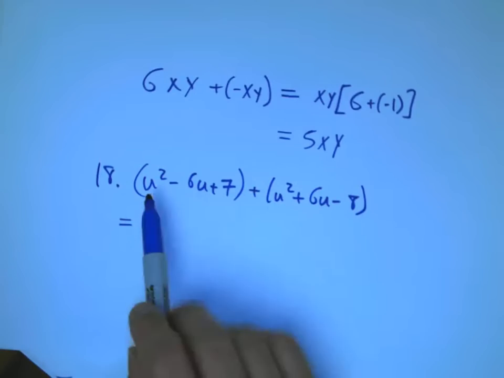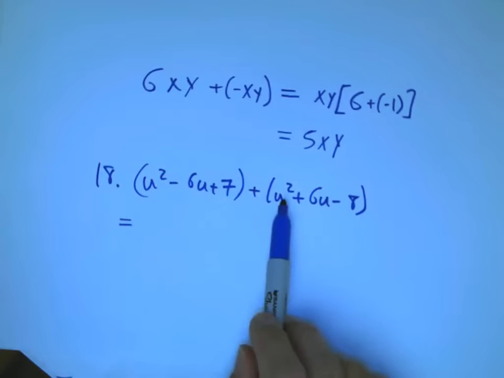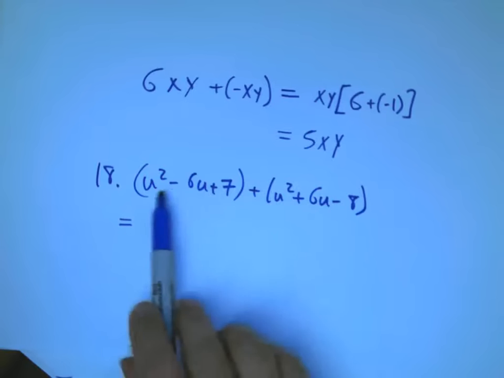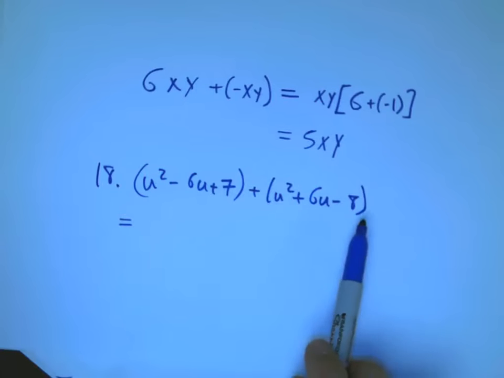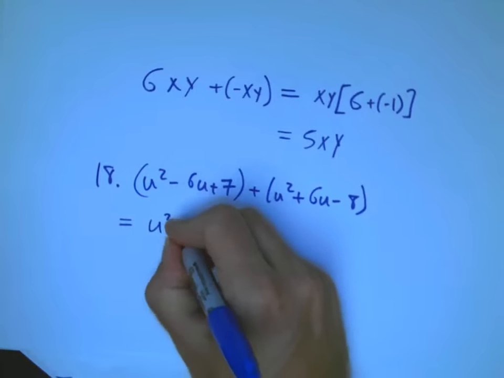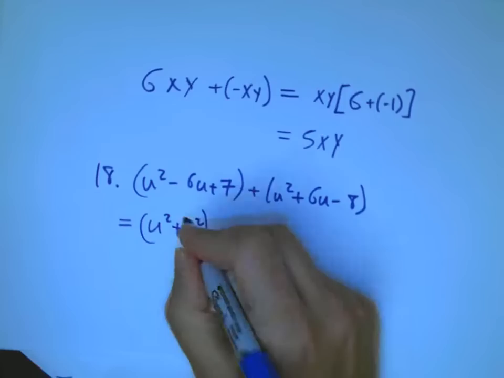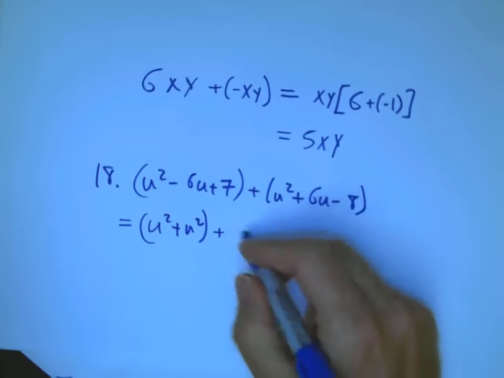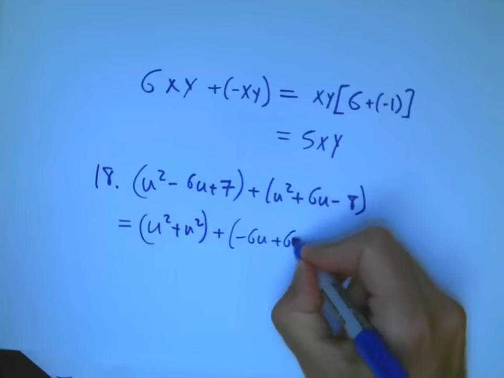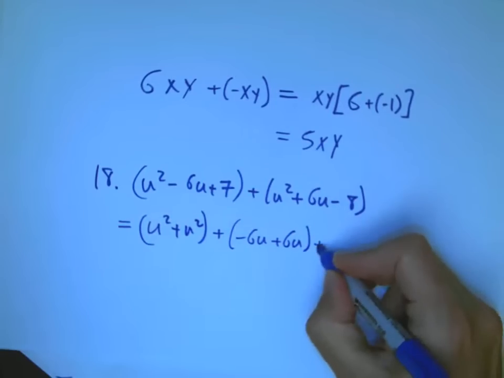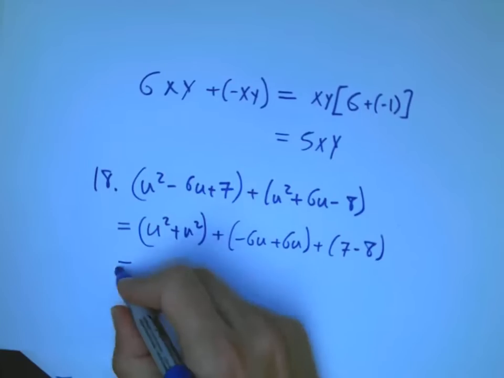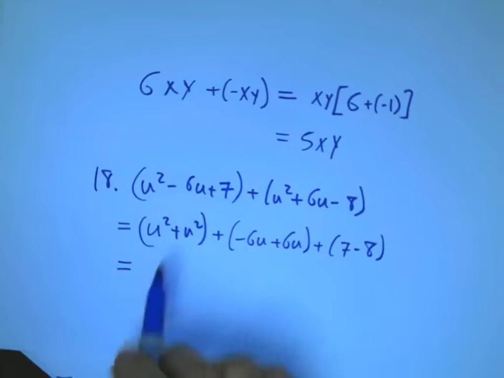Let's do one of these exercises. Let's do exercise 18. Let me zoom out a little bit. Okay, and focus again. So number 18. We're going to take u squared minus 6u plus 7, and they're asking us to add them together. We're going to add that to u squared plus 6u minus 8.